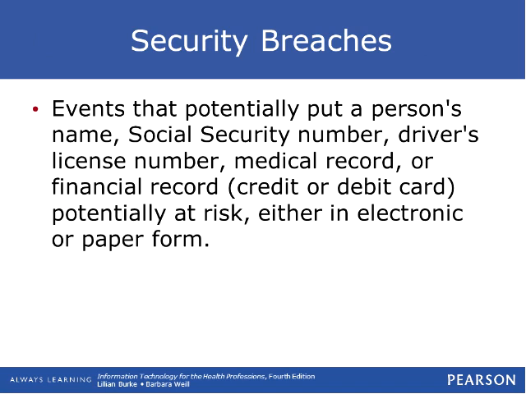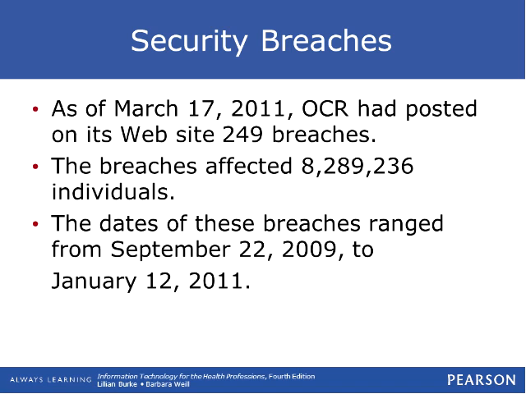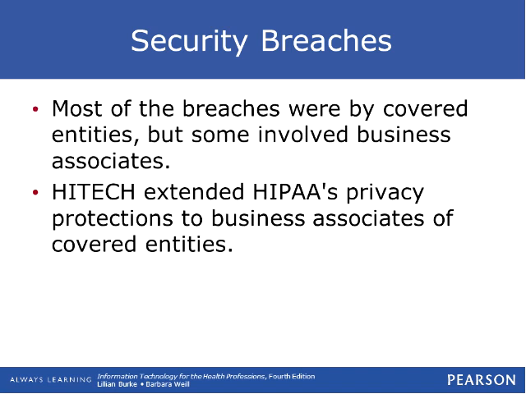Now, security breaches, events that potentially put a person's name, social security number, driver's license number, medical record, or financial record, credit or debit card, potentially at risk, either in electronic or paper form, are called security breaches. As of March 17, 2011, OCR has posted on its web 249 breaches. The breaches affected 8,029,236 individuals. The dates of these breaches range from September 22nd, 2009 to January 12th, 2011. So it really looked at where the security breaches are and who was involved. Most of the breaches were covered entities, but some involved business associates.